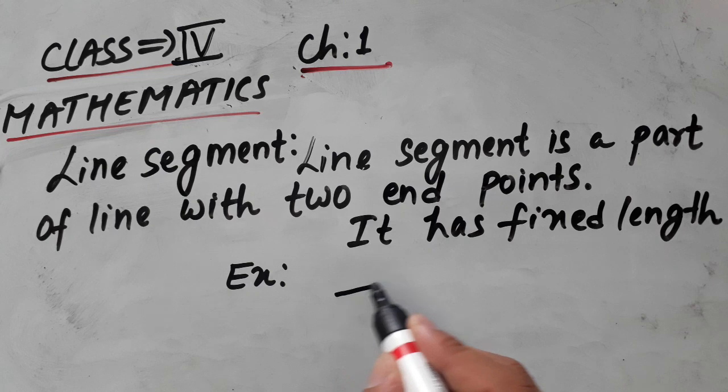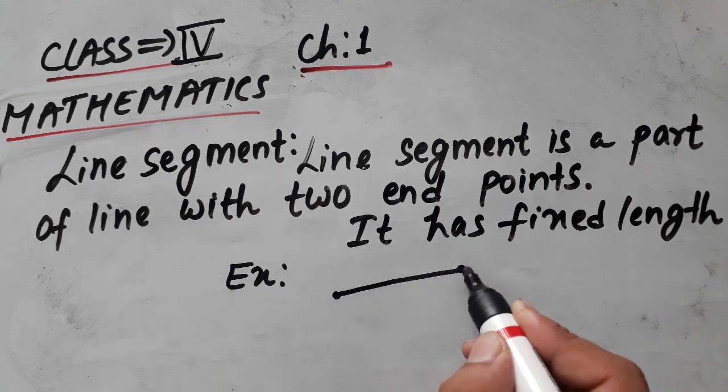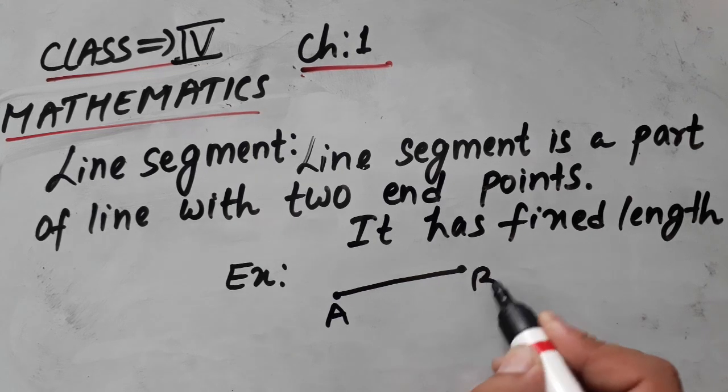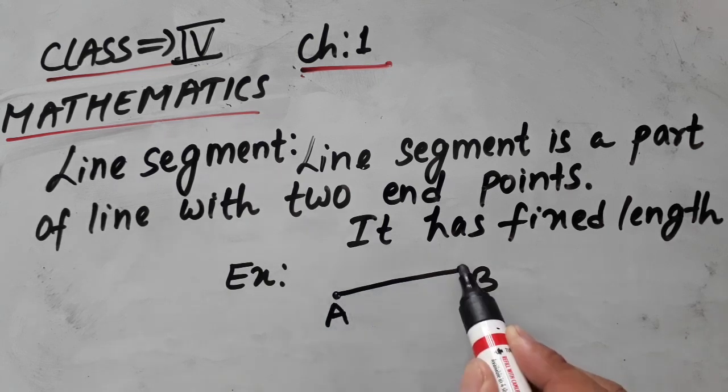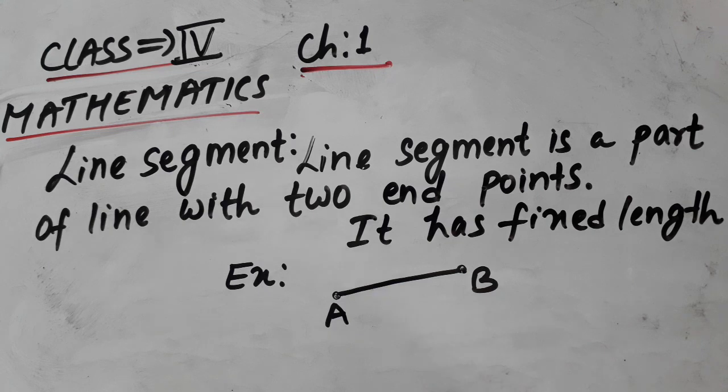Example. Students, this is an example of line segment. You can see it has got two endpoints, one endpoint, two endpoints, and similarly it has got fixed length. We cannot produce this line segment towards this side or towards this side because it has got fixed length.